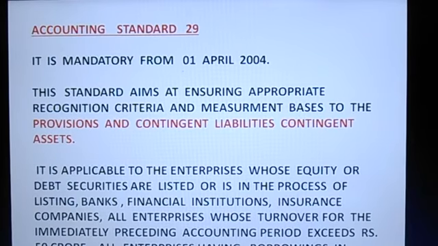Accounting Standard 29. It is mandatory from 1st April 2004. This standard aims at ensuring appropriate recognition criteria and measurement basis for provisions, contingent liabilities and contingent assets. It is applicable to enterprises whose equity or debt securities are listed or are in the process of listing, banks, financial institutions, insurance companies, all enterprises whose turnover for the immediately preceding accounting period exceeds Rs 50 crore, and all enterprises having borrowings in excess of Rs 10 crore.